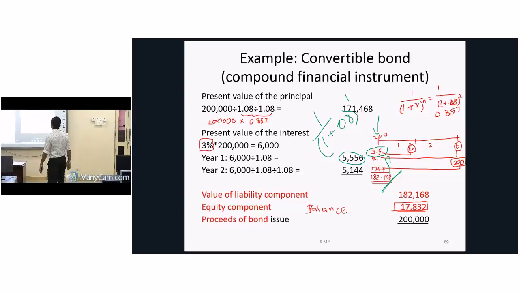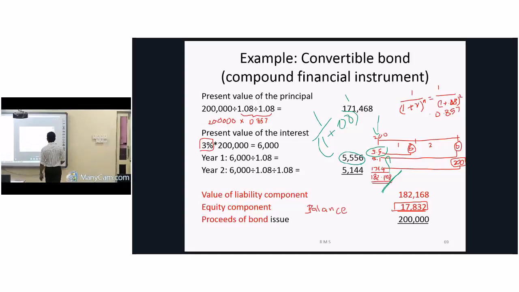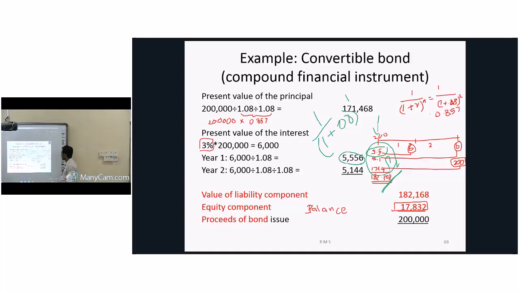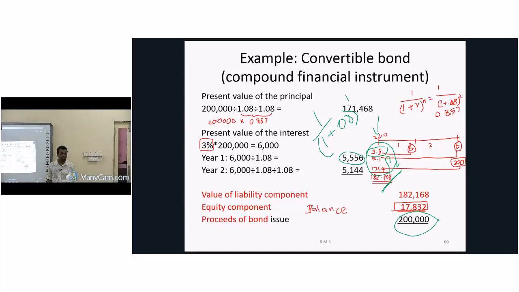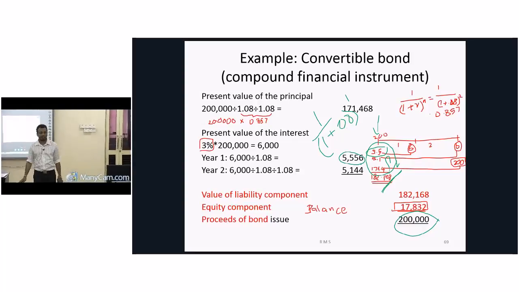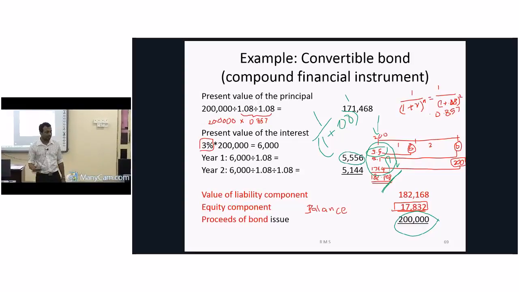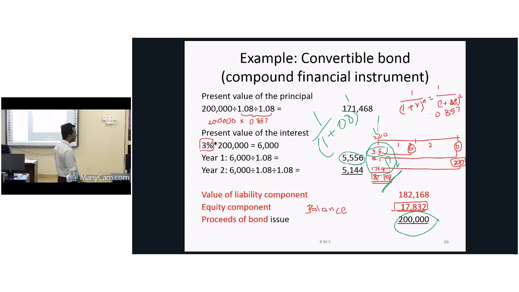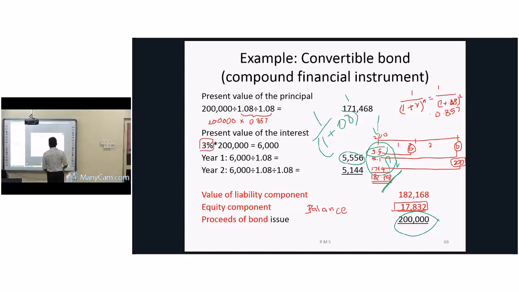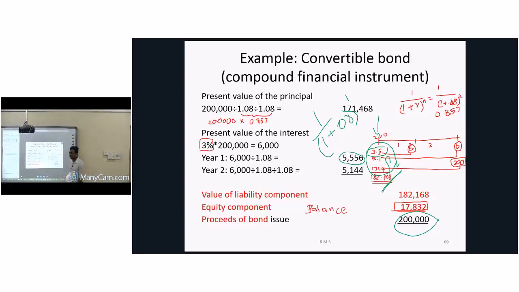What is the face value of the bond? This is the present value of all, the sum of that. The face value of the bond is 200,000. The 200,000 discounted at 8% gives 182,000. What is the balance? The balance of about 17,000 should be allocated to equity. That's how we split the debt and equity in compound financial instruments. Understood?